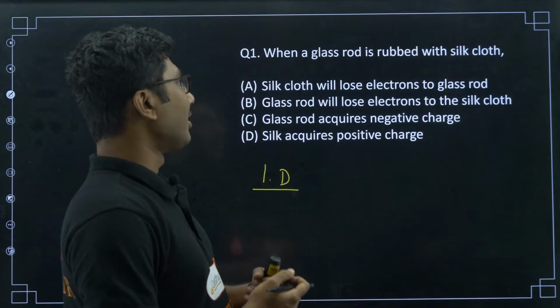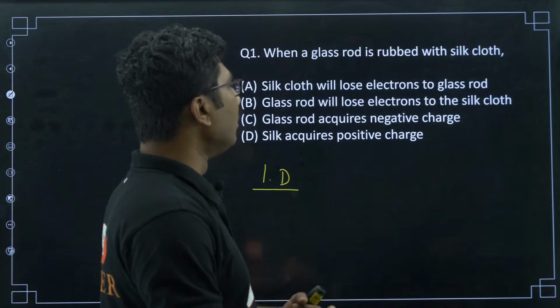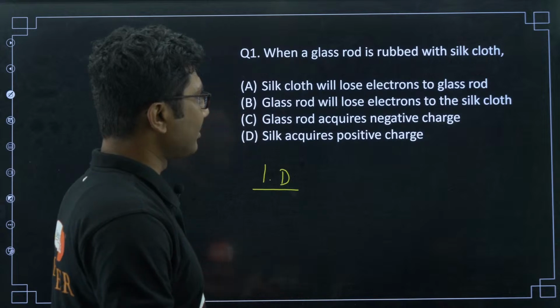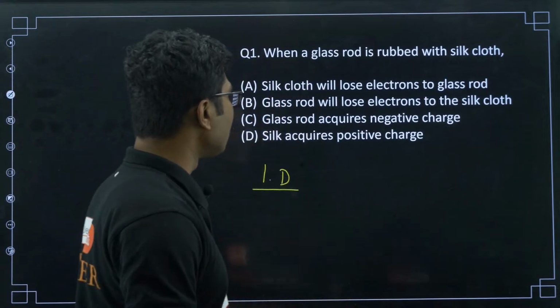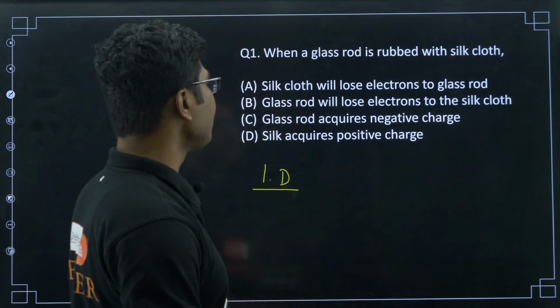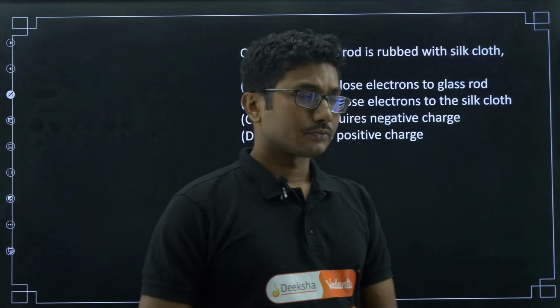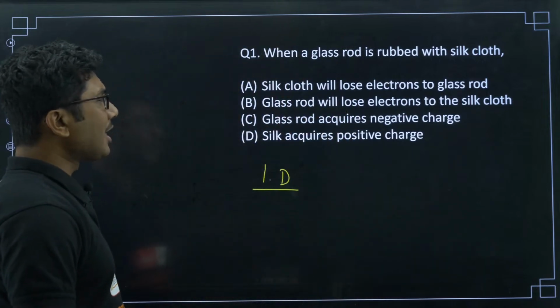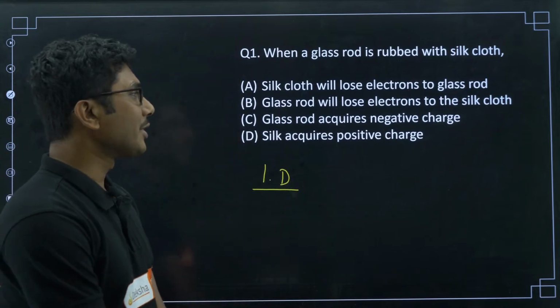When a glass rod is rubbed with silk cloth: A, the glass rod will lose electrons to the silk cloth; C, glass rod acquires negative charge, silk acquires positive charge. So, now which of the options do you think is the correct answer? One of them is correct, the rest are incorrect.